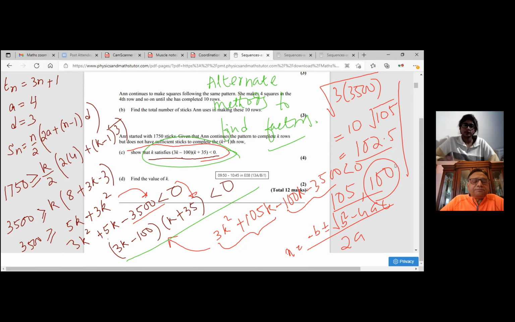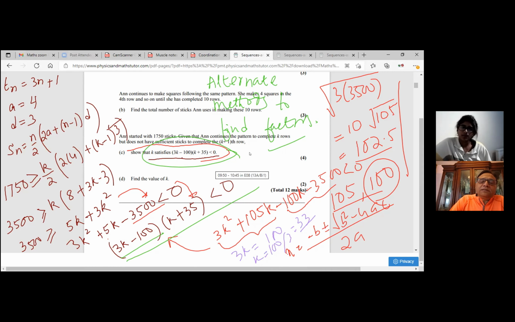4 marks. Nice. Part D is find the value of k. Of course, k cannot be negative, k has to be positive. So you will use this 3k minus 100 over 3. So we get 3k equals 100. So k is 100 divided by 3, right? So when you do that, you get 33 as a whole number, recurring. Leave the rest because that is the maximum value.